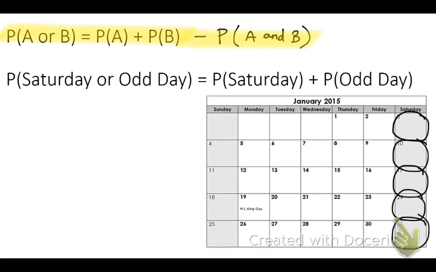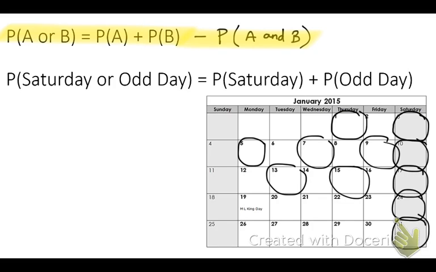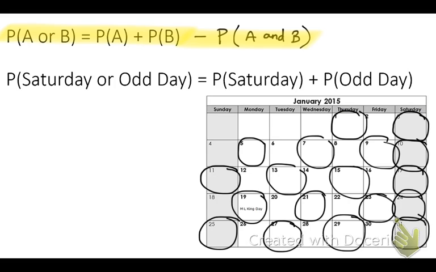So what's the probability of it being a Saturday or an odd day? Here are my Saturdays, and here are my odd days: 1, 5, 7, 9, 13, 15, 11 over here, 25, 19, 21, 23, 27, 29. So that would be a Saturday or an odd day. If you look at the numbers that are not circled, they should be even days that are not Saturdays. So 4, 6, 8, 12, 14, 16, 18, 20, 22, 26, 28, and 30. Those are even days, and they're not Saturdays, so that's good that all those are not circled.